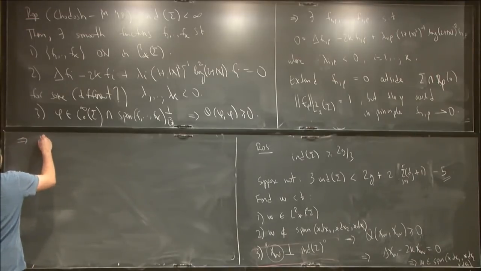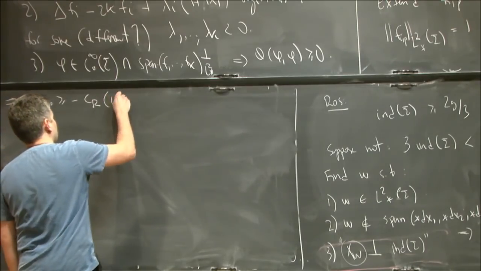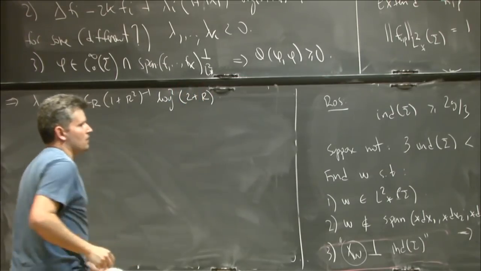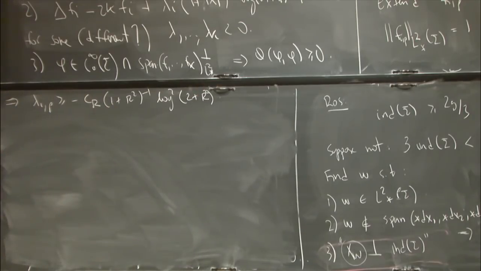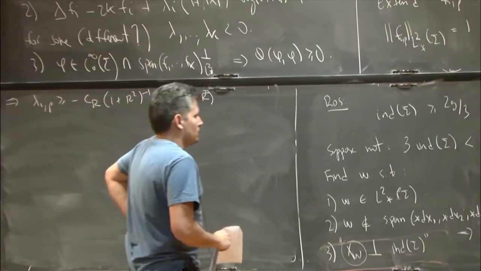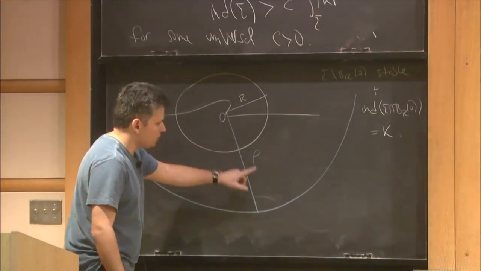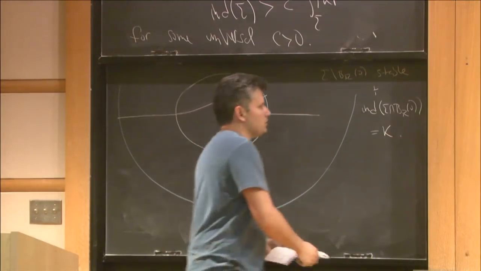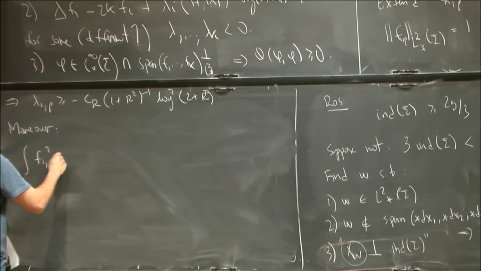So this implies lambda_1(rho) is at least minus C(R), whatever that is, like 1 plus R squared minus 1, log squared, Q plus R. This also gives us a bound on the W^{1,2} norm of this function in the ball of radius R. Moreover, there's stability outside the ball of radius R. We get that the integral of this guy.